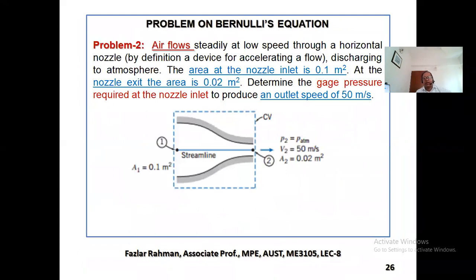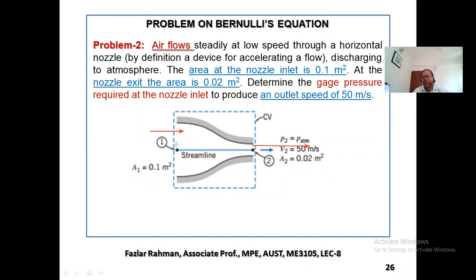Okay. Now we'll solve this problem by applying Bernoulli's equation. So what is the problem? It's saying air flows steadily at low speed through a horizontal nozzle. The nozzle is horizontal. Air is coming from the left side at a certain speed and pressure and getting out through the outlet from section 2. Section 2 has a cross-sectional area less than section 1.